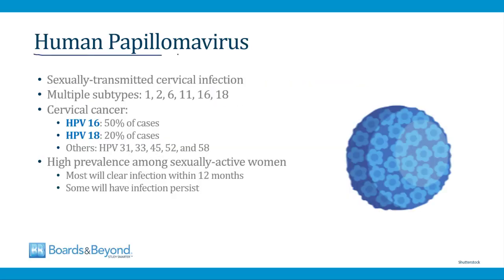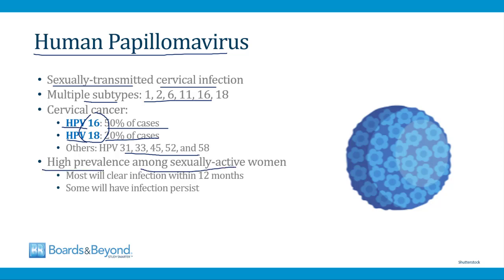Human papillomavirus, or HPV, is a sexually transmitted cervical infection, and there are multiple subtypes of the virus, each given a number for a name. In terms of cervical cancer, HPV 16 is responsible for about half of cases, and HPV 18 for about 20% of cases. Beyond these two subtypes, there are a number of subtypes responsible for a small number of cases. Among sexually active women, there's a high prevalence of infection with HPV.